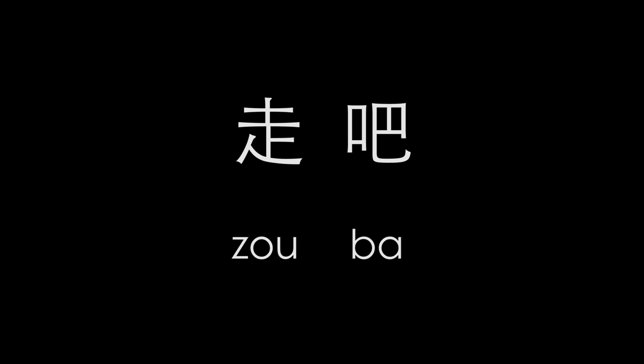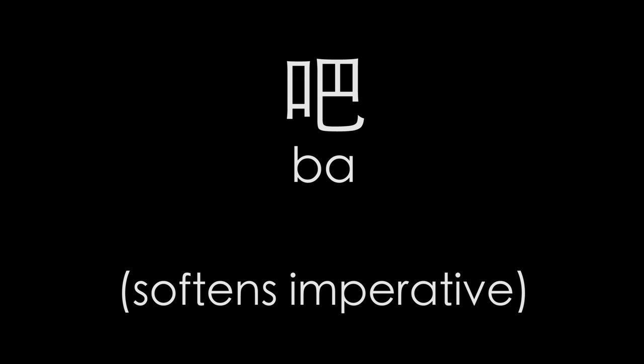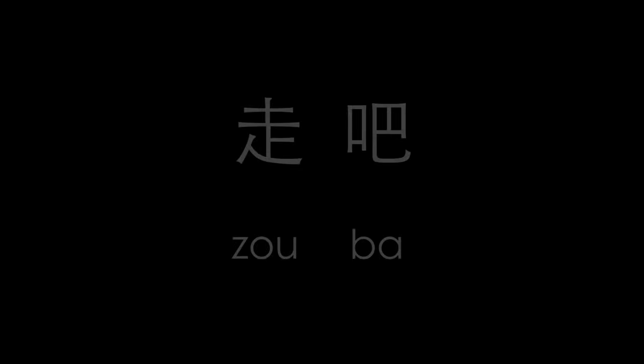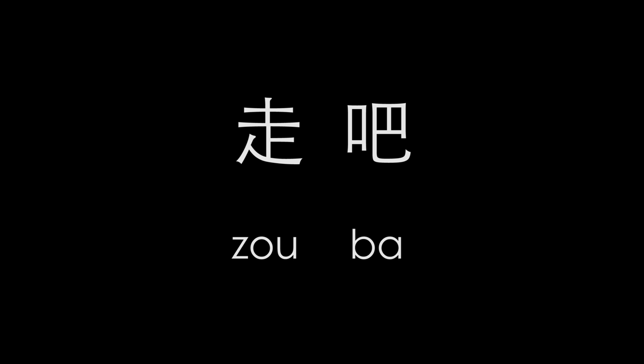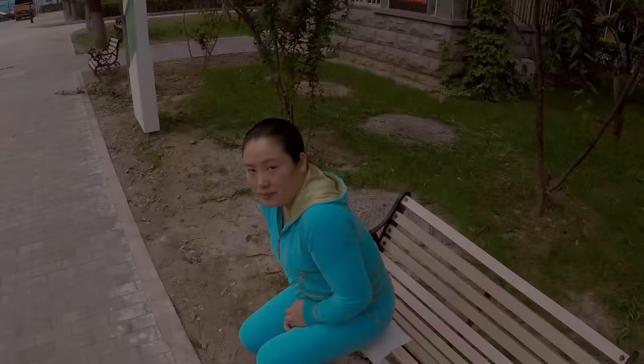走吧。Then I say, 走吧。The verb 走 means to go. This funny little word, 吧, is what you say right after an imperative or order to make it less aggressive, more friendly. If I would only say 走, then that would sound quite impolite, go. But when I say 吧 after it, then it sounds rather friendly, like, let's go.